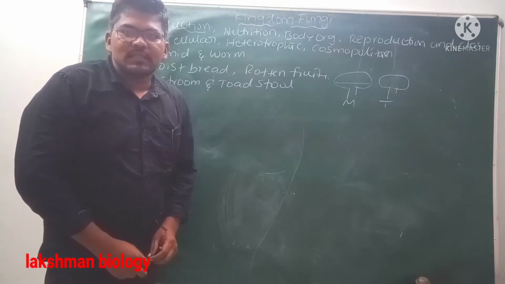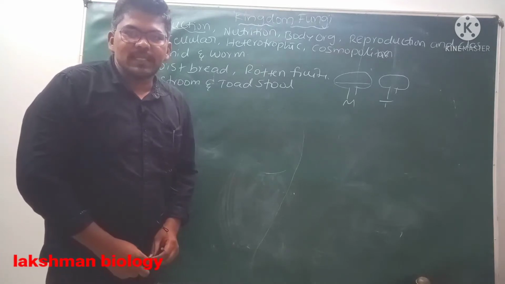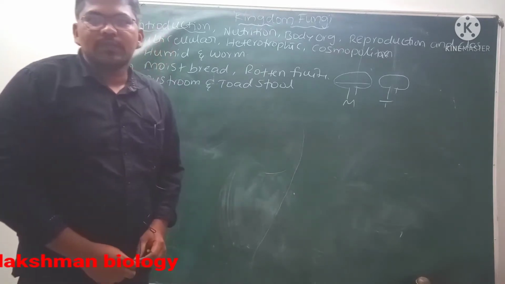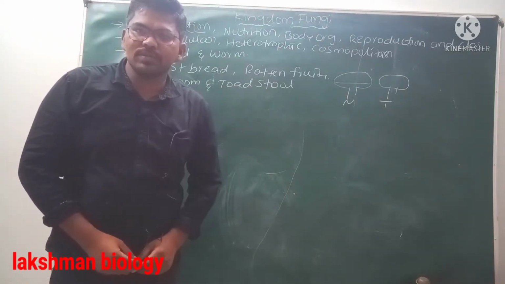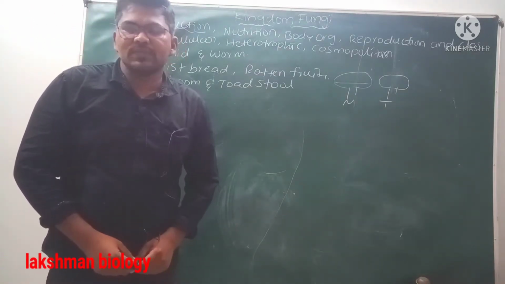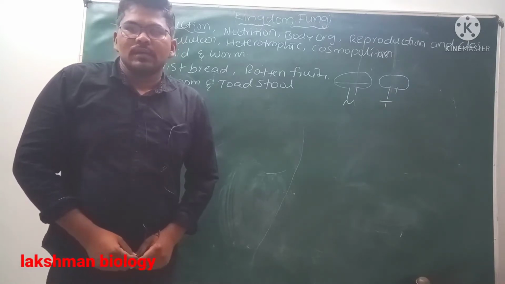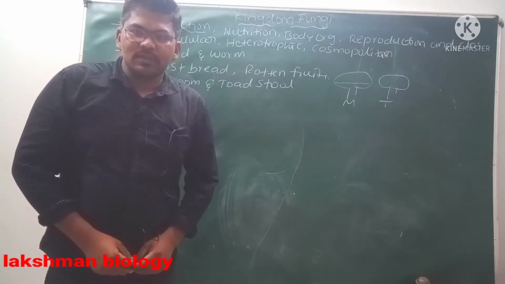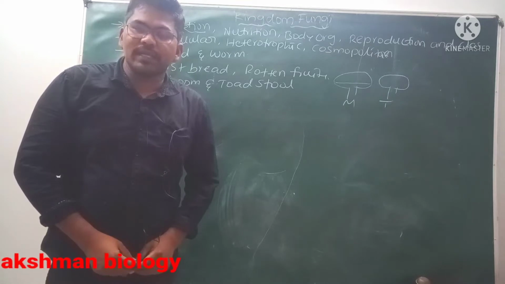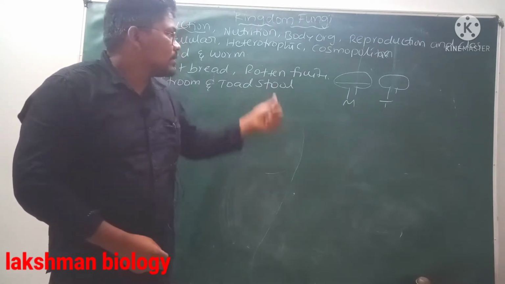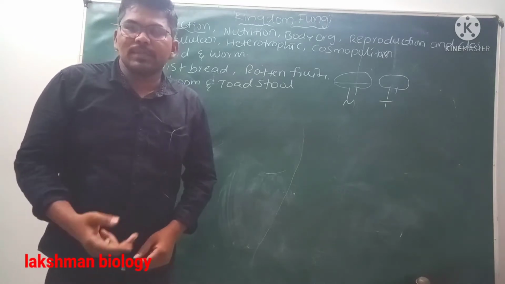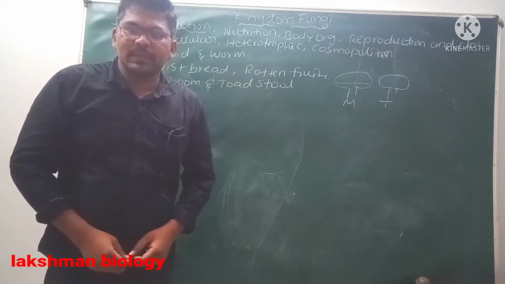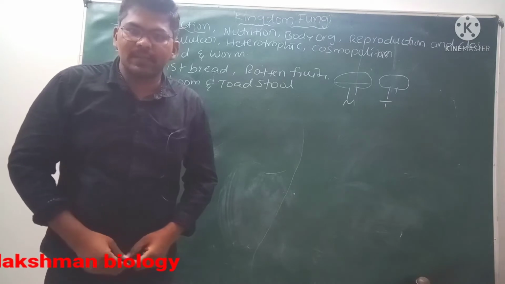Now I will start my class on the kingdom fungi. Actually, we classified all organisms into 5 groups in the 5 kingdom classification. Already we have discussed the first 2 kingdoms, that are Monera and Protista. Now this is the 3rd kingdom, that is kingdom fungi. Then after completion of fungi, I will discuss Plantae and Animalia.